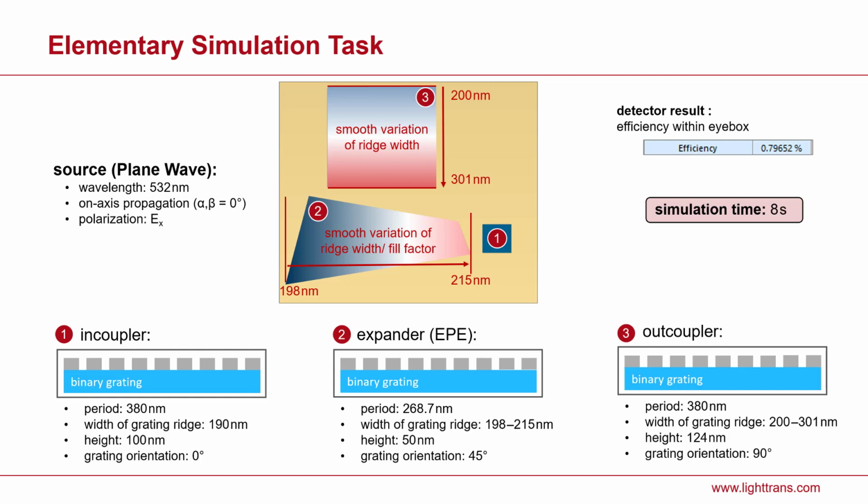We have real gratings for the in-coupler, the expander, and the out-coupling. Those gratings have a binary profile, but in the case of the expander and the out-coupler, we apply smooth variation of, in this case, the fill factor of that binary grating. What we want to do is analyze, we're going to use a test image, a checkerboard test pattern, to analyze the performance of this device, of this setup. A single simulation will take about 8 seconds.